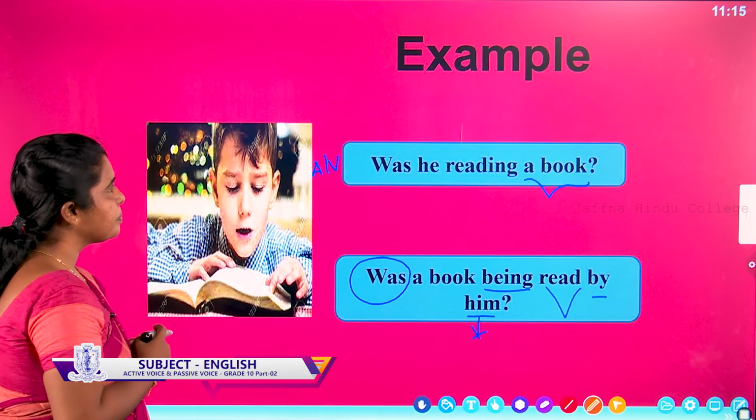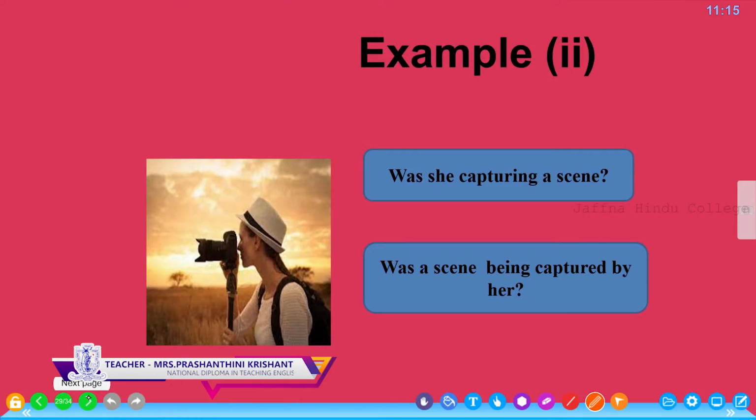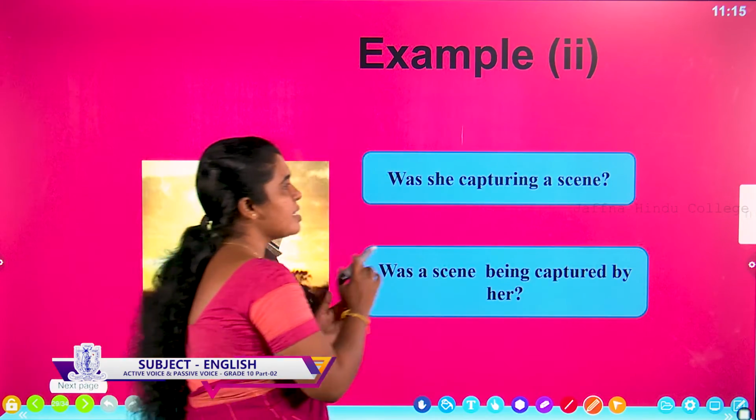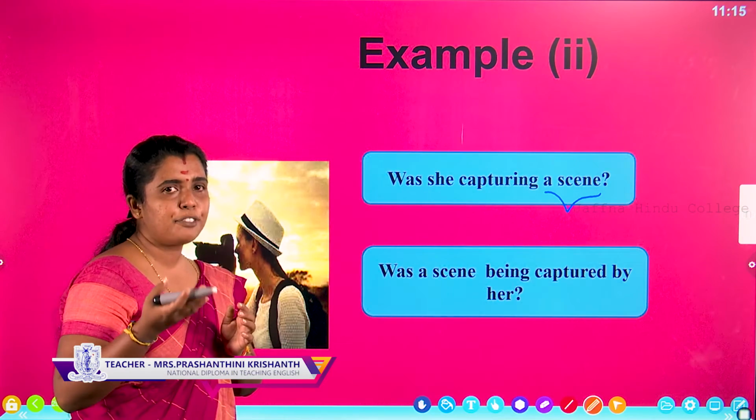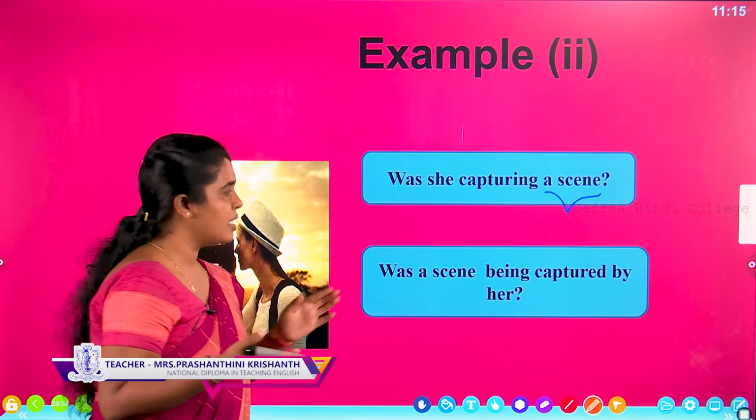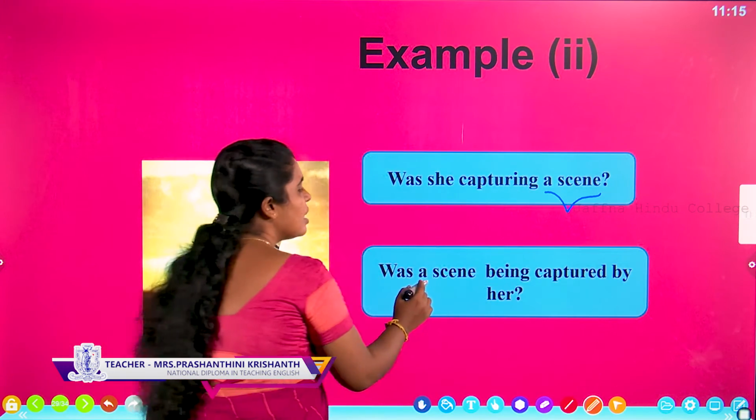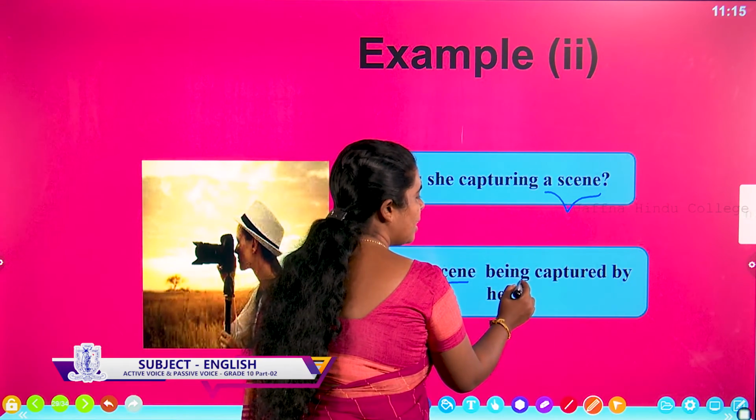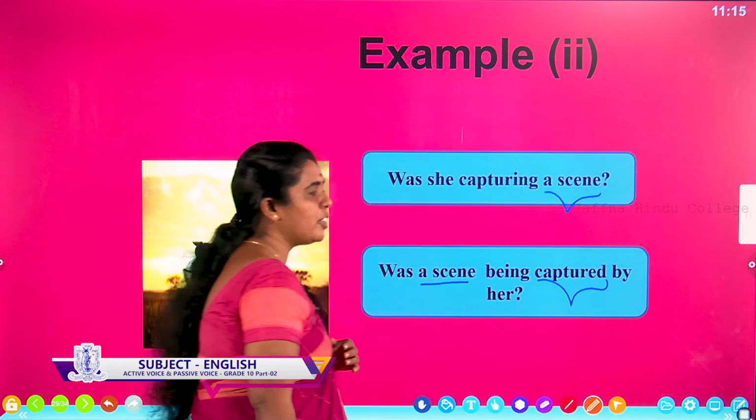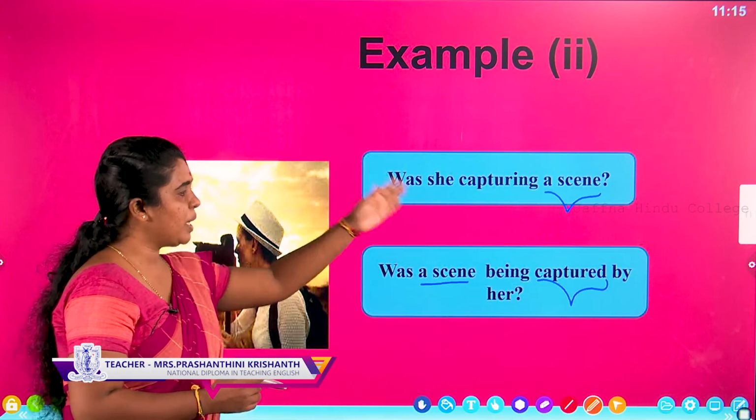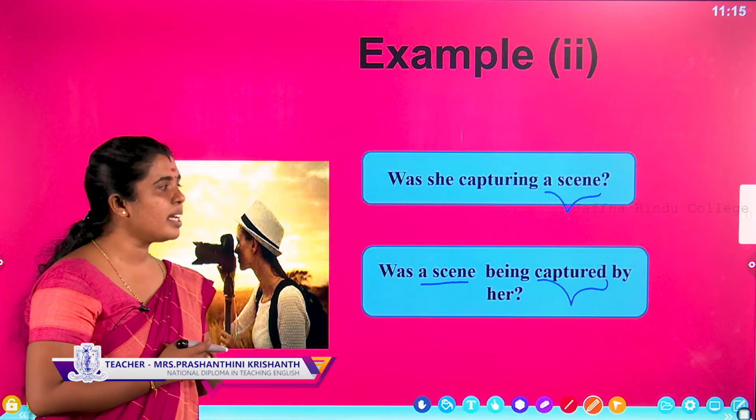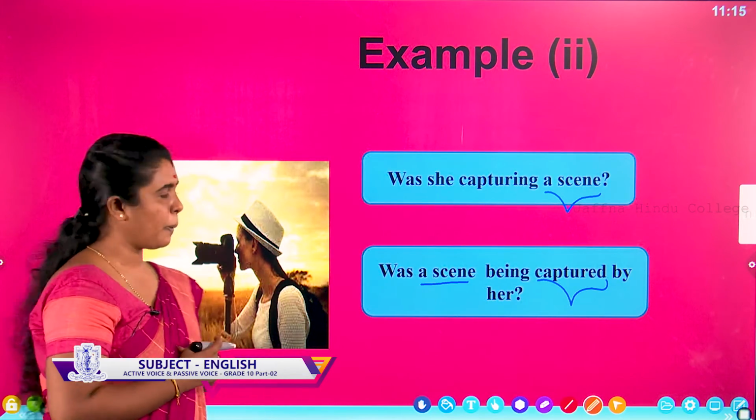Now see here, another example for you. Was she capturing a scene? Was she capturing a scene? So a scene is the object of this sentence. So a scene, that is singular, so we have to choose the suitable helping verb first. So helping verb was, a scene, being, past participle of the verb captured, by the doer, her. She becomes her. Was a scene being captured by her.